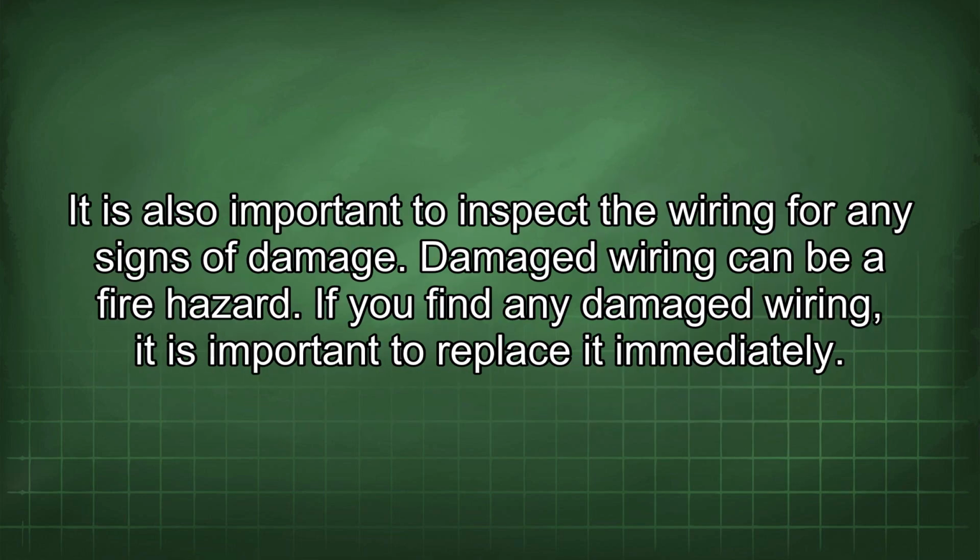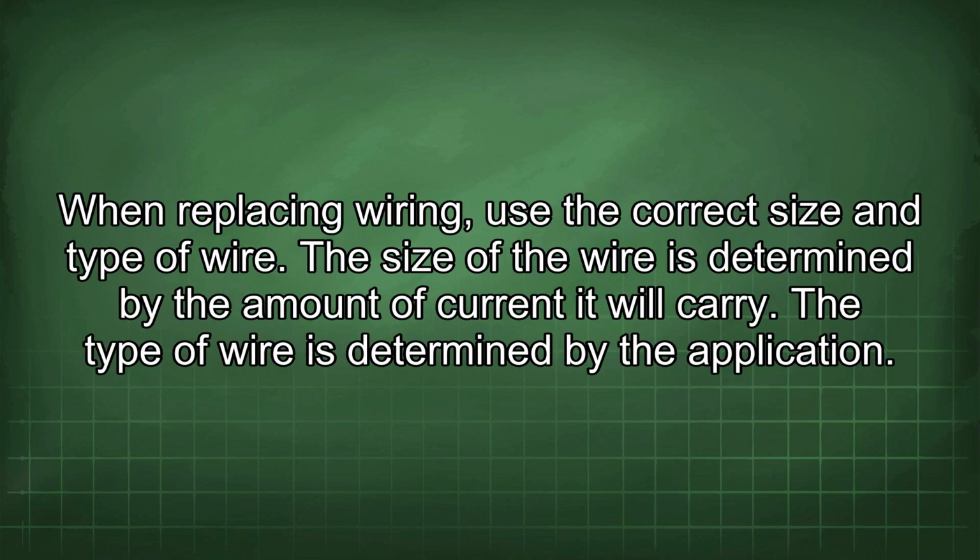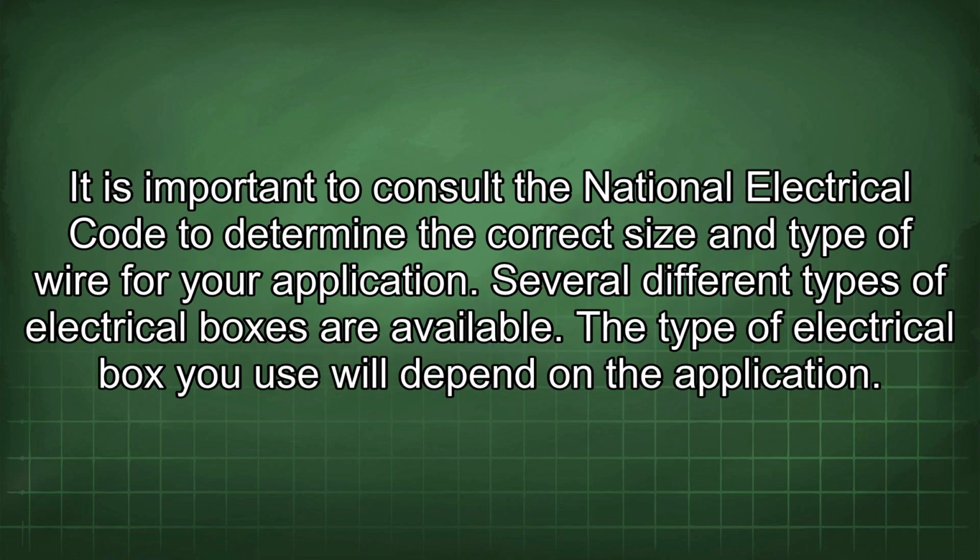It is also important to inspect the wiring for any signs of damage. Damaged wiring can be a fire hazard. If you find any damaged wiring, it is important to replace it immediately. When replacing wiring, use the correct size and type of wire. The size of the wire is determined by the amount of current it will carry. The type of wire is determined by the application. It is important to consult the National Electrical Code to determine the correct size and type of wire for your application.